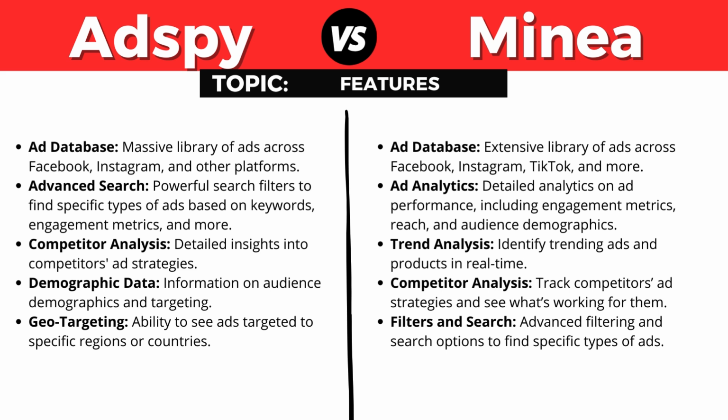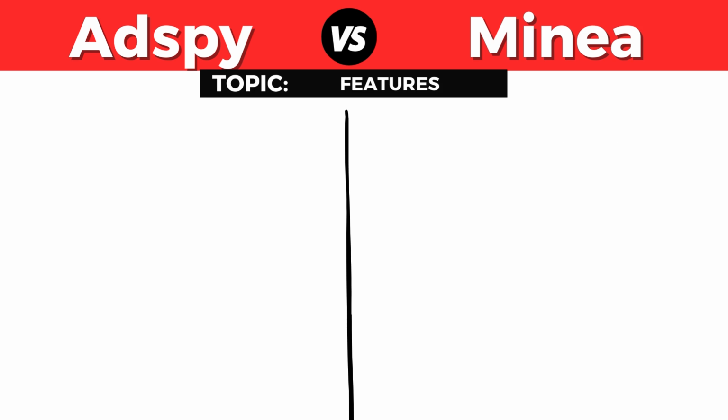And ad analytics and detailed analytics on ad performance, including engagement metrics, reach, and audience demographics. It has trend analysis, identify trending ads and products in real time. The competitor analysis, track competitors' ad strategies and see what's working for them. Well, the filters and search, advanced filtering and search option to find specific types of ads. So that's nice. The pricing of Adspy, and that's important as well, of course.